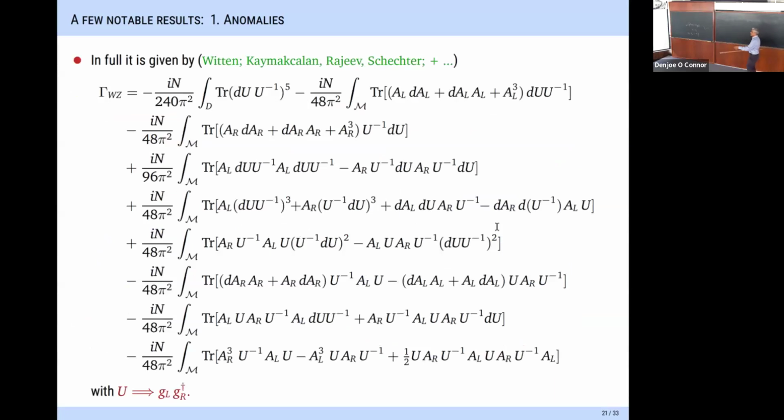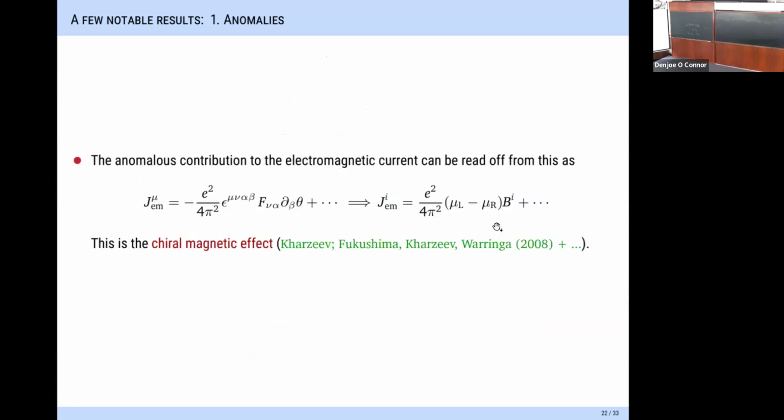Of course, I'm not expecting you to go through all of this and figure out where everything is. But the point is, it's too complicated. So I'm going to just pick off some of the terms to read off some real physics out of it, okay? Because there are too many terms here to do term by term analysis and so on. So let me talk about something called the chiral magnetic effect.